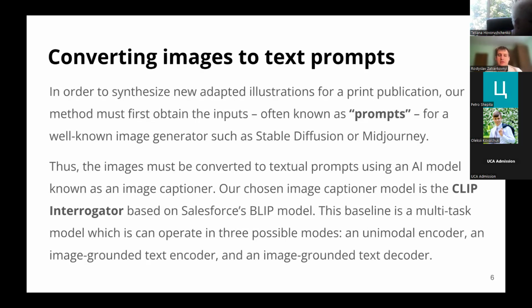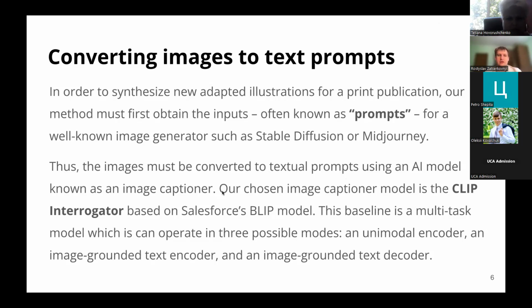So moving on to the implementation of our algorithm, we first obtain the inputs or prompts for a well-known image generator, like Stable Diffusion or Midjourney. And for this, we use a less common type of machine learning algorithm, which is called an image captioner. Basically, it does the opposite of image generation, and it converts images into some form of text. Our chosen image caption model is the CLIP Interrogator based on the self-supervised BLIP model.